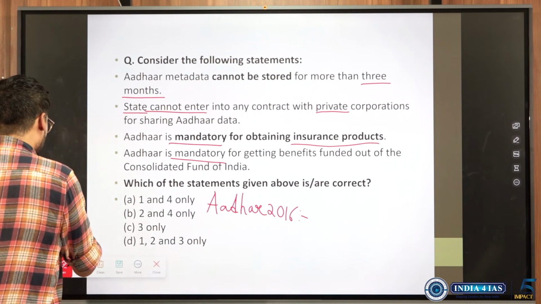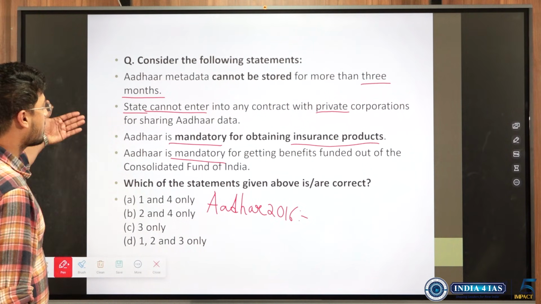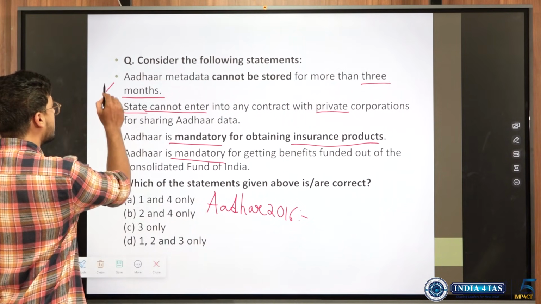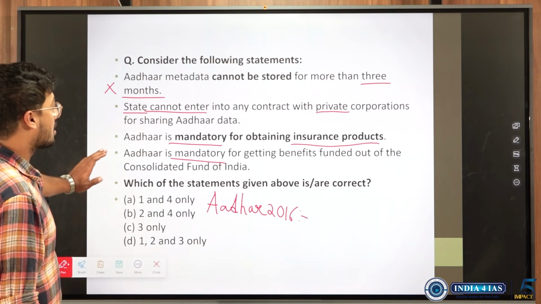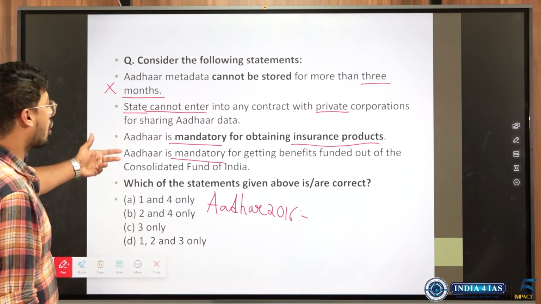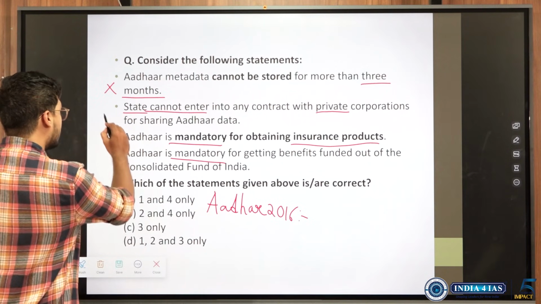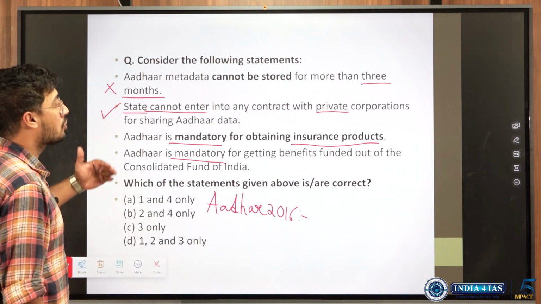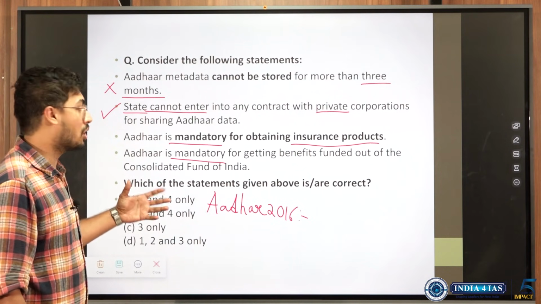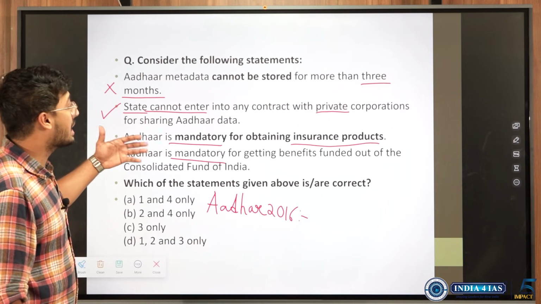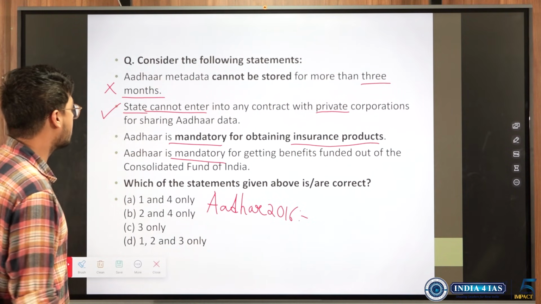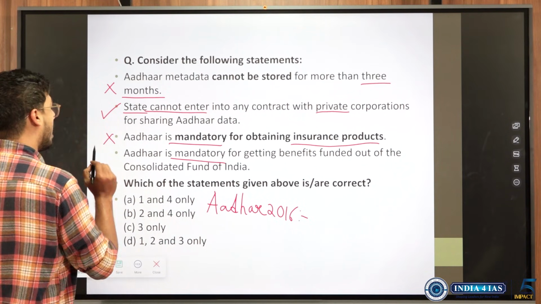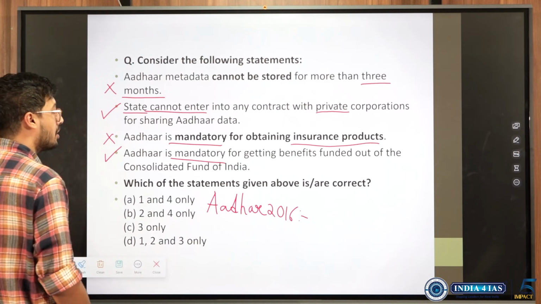See, UPSC sets traps. So we'll look at this, then we'll look at traps. See, Aadhaar metadata cannot be stored for more than 6 months. It is not 3 months. So this becomes wrong. State cannot enter into contract with private corporations for sharing Aadhaar data. This is correct because we want to promote the right to privacy of the individual. Aadhaar will have so much of data and the private corporations could misuse it for their profits. So government cannot directly enter into private corporations for sharing of this data. This is correct. Aadhaar is not mandatory for obtaining insurance products. Aadhaar is mandatory for getting benefits out of Consolidated Fund of India.